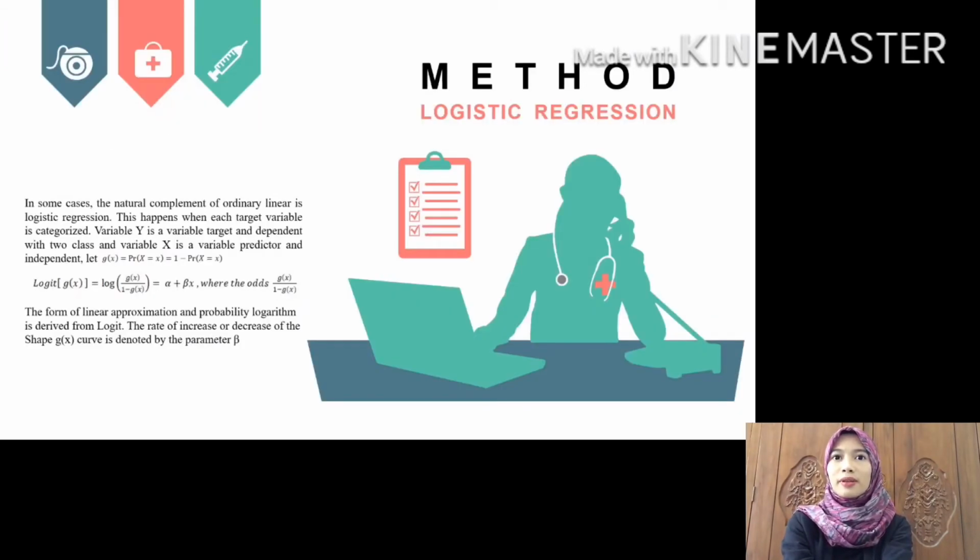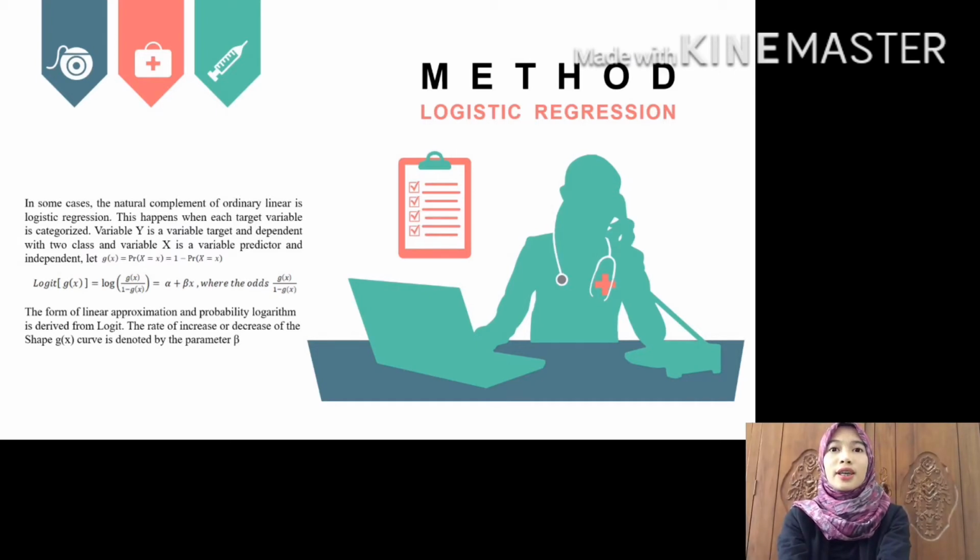In some cases, the natural complement of ordinary linear regression is logistic regression. This happens when the target variable is categorical. Variable y is the target and dependent variable with two classes, and variable x is the predictor and independent variable. Let g(x) equal Pr(Y=1|X=x) over 1 minus Pr(Y=1|X=x). The logistic regression model has a linear form for the logit, as follows. The form of linear approximation and probability logarithm is derived from the logit. The rate of increase or decrease of the shape of the g(x) curve is denoted by the parameter beta.